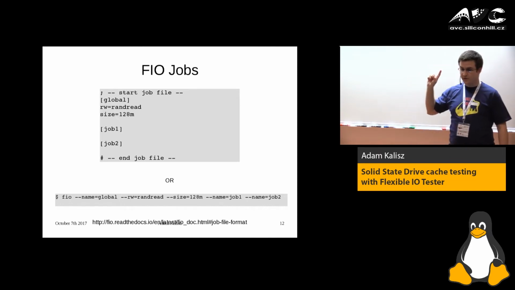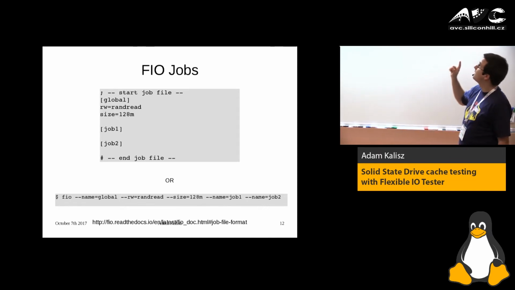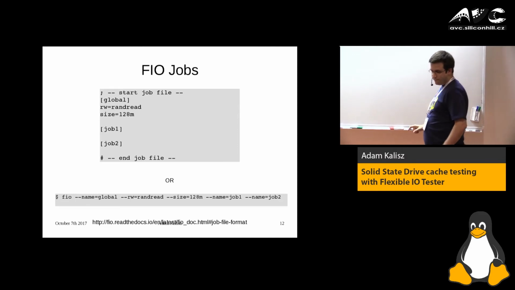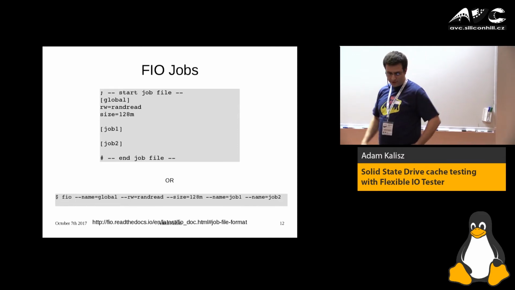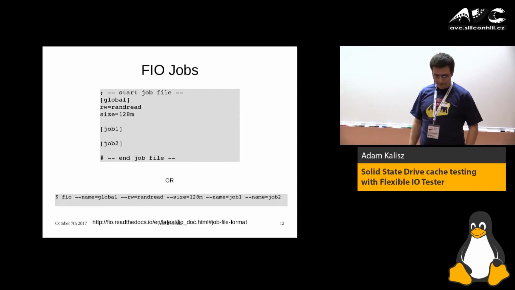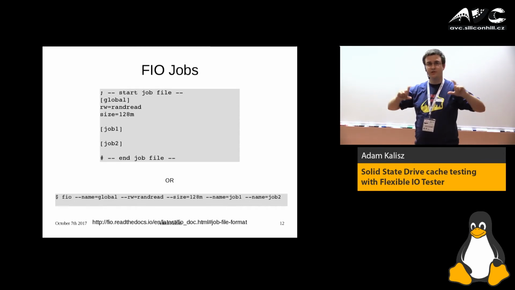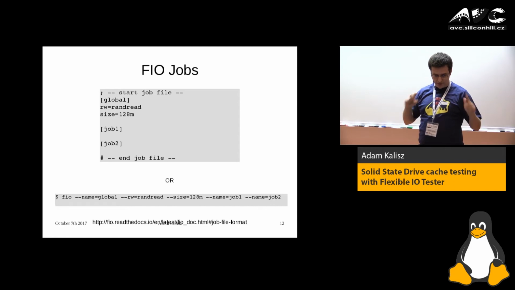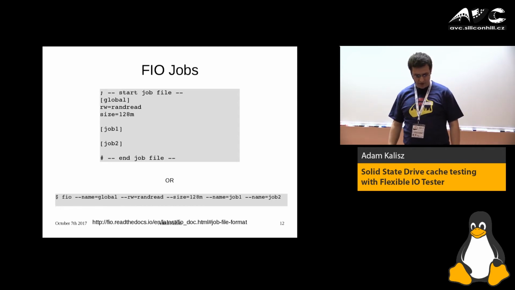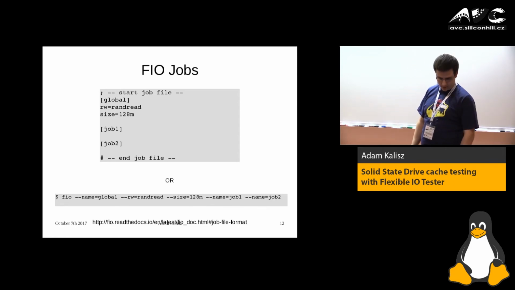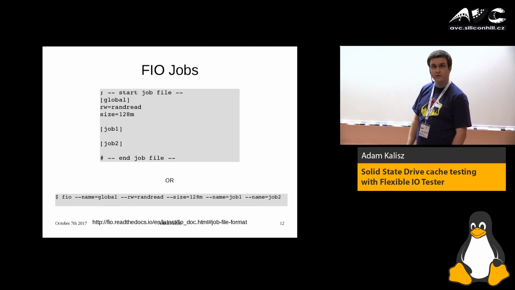So this is how a job looks. You have a global section in the brackets. And then the job specifications, job 1, job 2, and you see the same thing down there on the command line. So that's pretty much it. That's not very difficult.